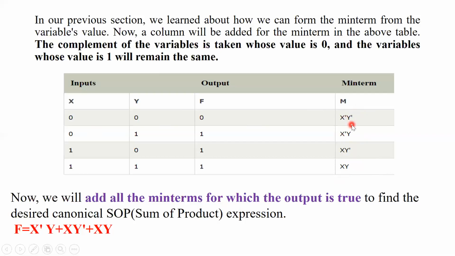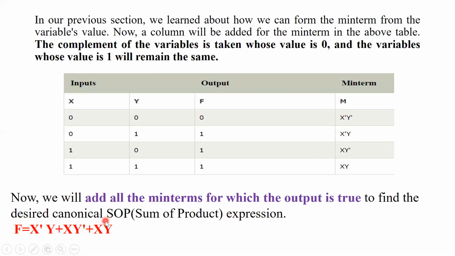Will we write all of them? No. We will take the mean terms for which the output is true. So in these 3 cases the output is true. So this is something you will write, highlight it. I will write these mean terms: x dash y plus xy dash plus xy. So this part will remain the same.